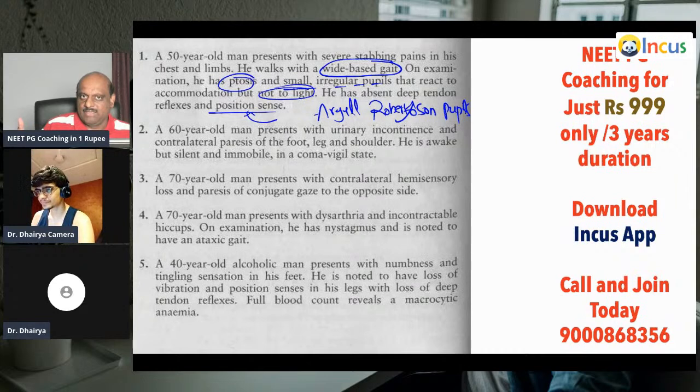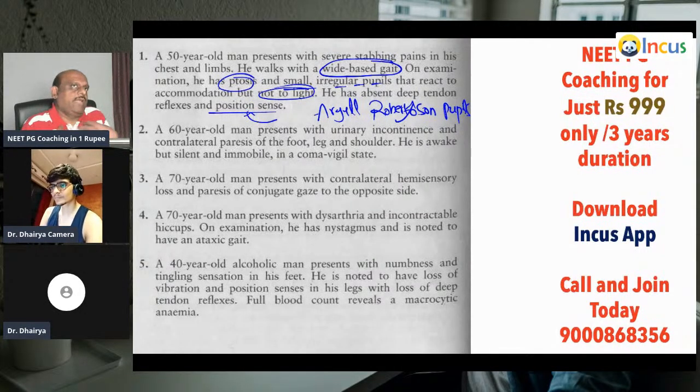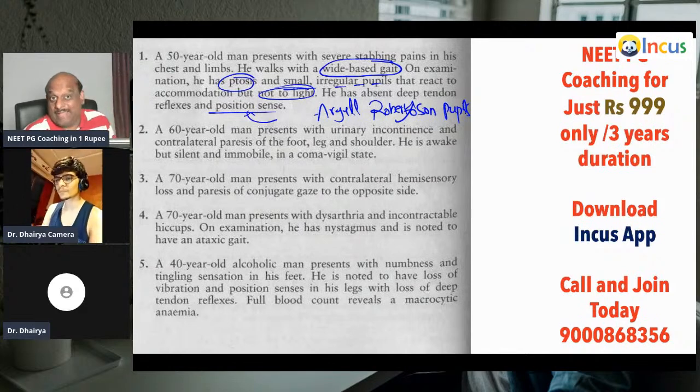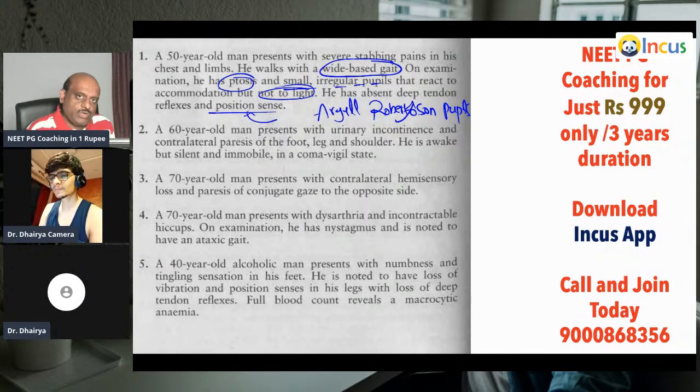Tabes dorsalis typically involves the dorsal column, and that is the reason the patient has got a wide-based gait. Any person whose dorsal columns are not working. Whenever we are walking, why are we able to walk normally? How does the brain know that we are walking? There are two important sensory stimuli that inform the brain that we are walking correctly. One is the touch of our feet, second is our eyes, which are giving the visual clue.